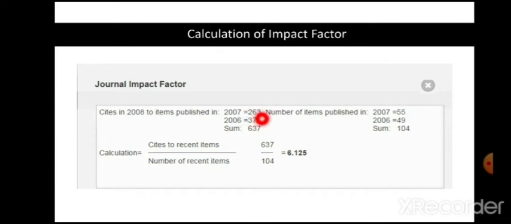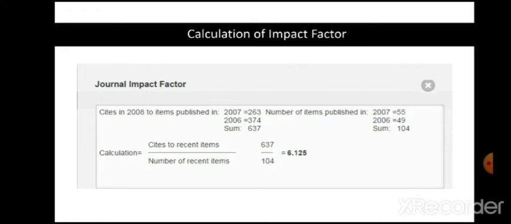So the number of citations of articles in 2007, say for example here, it is 263, and in 2006, the number of citations of the articles published in this journal are 374, and in all it is 637. What is this value? 637. This is the number of citations. That means 637 times the articles are referenced or utilized by other users. They are cited by other users in different journals. They have utilized your data with citation, which is creditable. So how many times? 637 times they have quoted your research papers published in that particular journal.